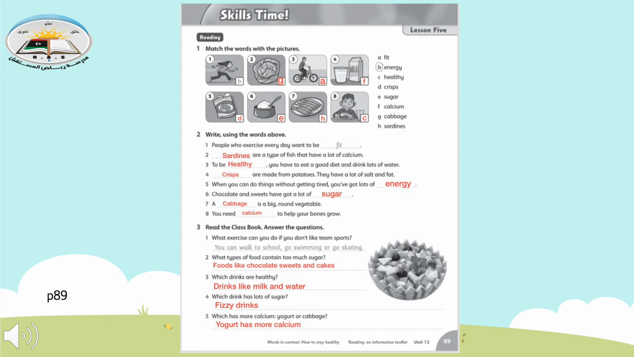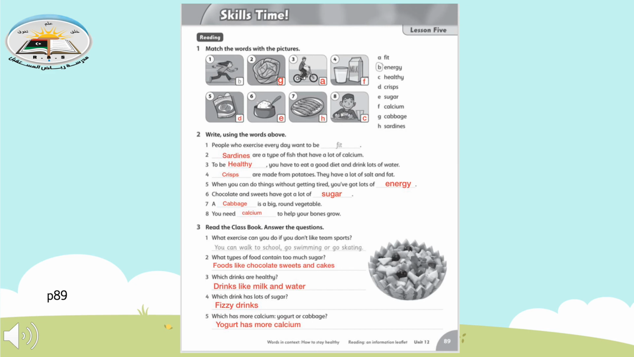Number 3. Read the class book, answer the questions. We have questions in the class book. We need to read the text and then answer the questions here. Question number 1. What exercise can you do if you don't like team sport? You can walk to school, go swimming, or go skating.